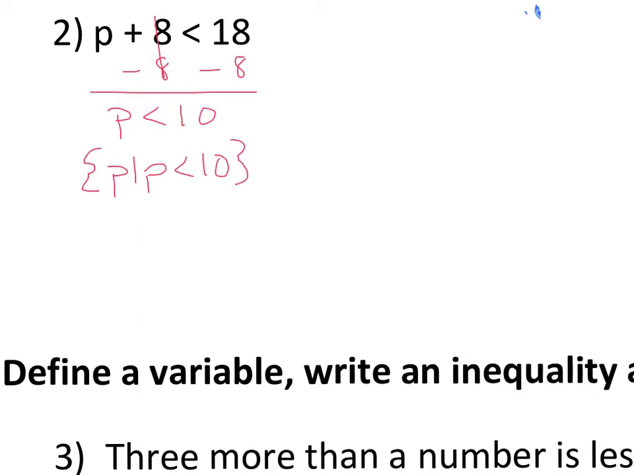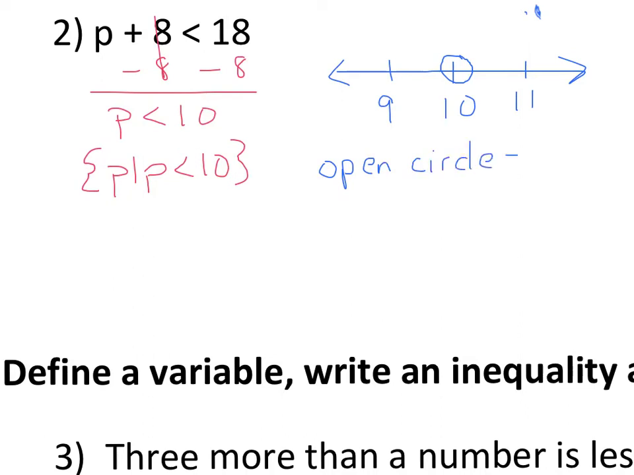Now I'm going to go ahead and graph it on a number line. Again, I'm just going to put the 10 in the middle, and go either direction here. I've got 11, 9. Now, in this case, because there's no equal sign down here, I'm going to have an open circle at 10. And an open circle means it's not part of the solution.